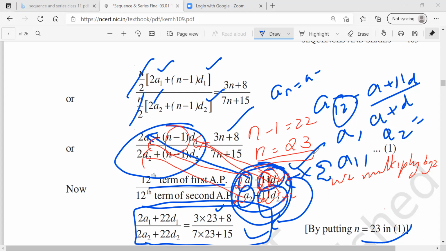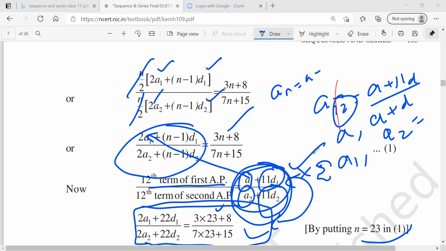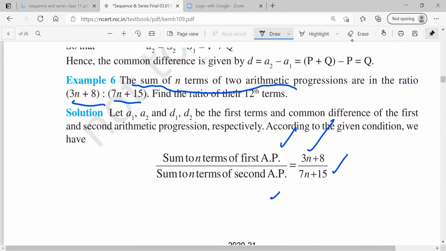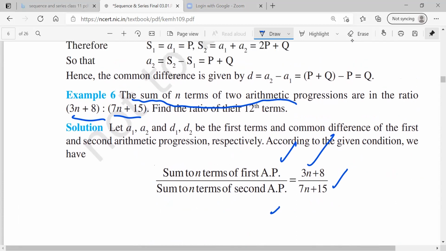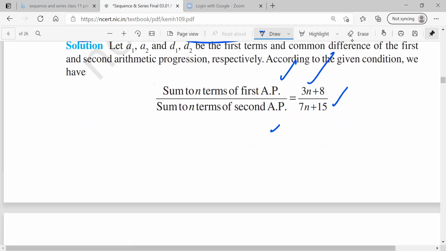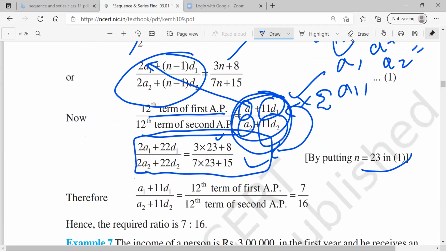Okay, come back to the main question here. The question is what? Find the ratio of the 12th term. They have given the ratio of the sums of n terms of two arithmetic progressions. The ratio of the 12th terms we have to find, the first AP's 12th term and the second AP's 12th term. That is the thing we should find. Correct. So now what are you getting? 2a1 plus 22d1 and 2a2 plus 22d2. So we got n is equal to 23.